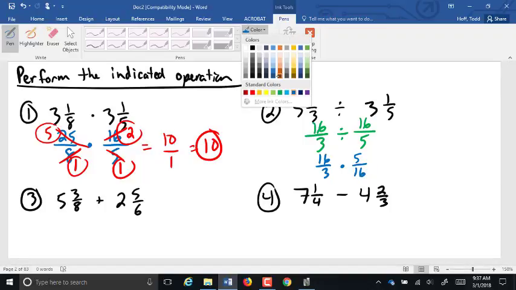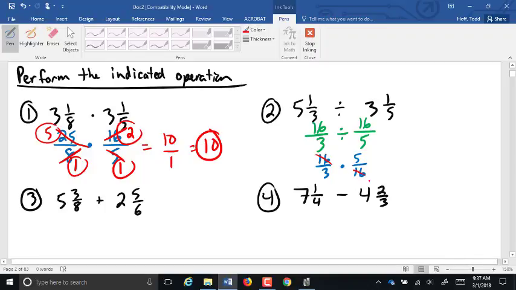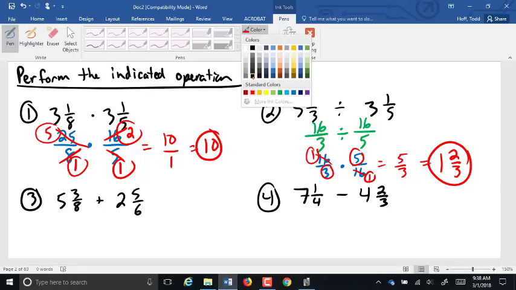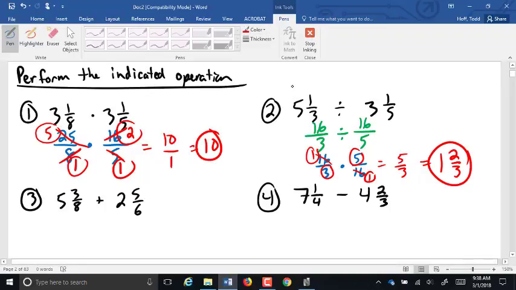Now what can we do? Well, 16s cancel out, right? Now it's still multiplication, so now I can cross cancel. Those are 1 and 1. So 1 times 5 is 5. 3 times 1 is 3. 5 over 3, or 1 and 2/3. Any questions there? Okay.